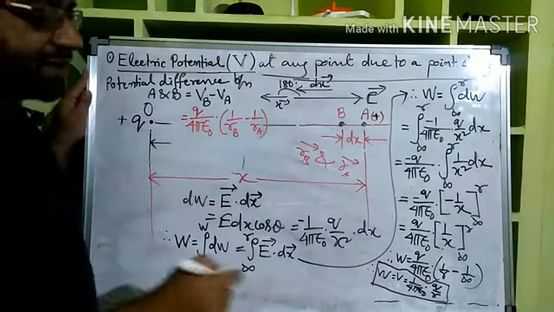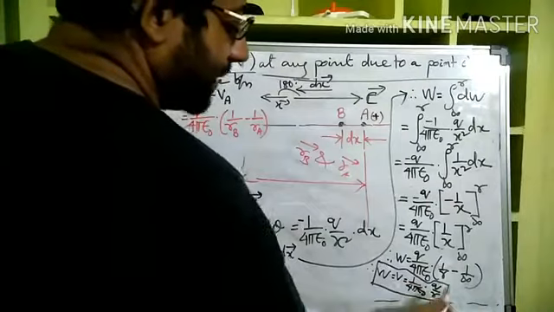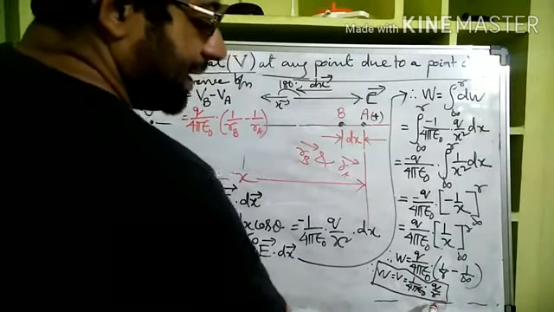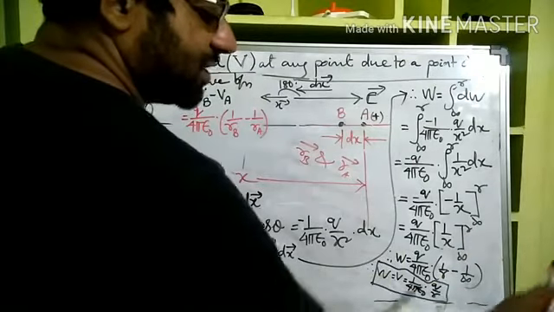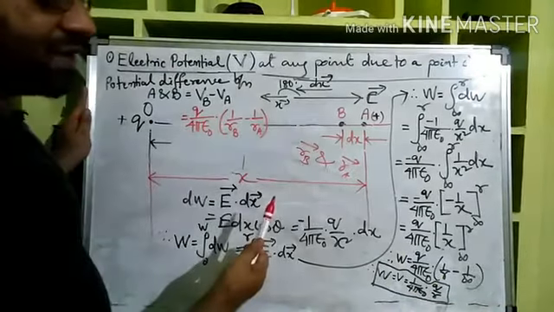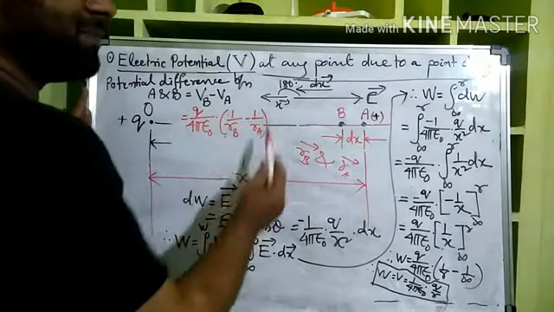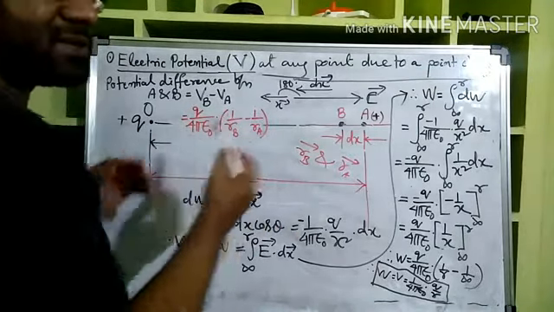So fine, potential is equal to 1 by 4 pi epsilon naught q by r, and potential difference is 1 by 4 pi epsilon naught q by r1 minus 1 by 4 pi epsilon naught q by r2. So if you take out 1 by 4 pi epsilon naught q, you get 1 by r1 minus 1 by r2, or 1 by rb minus 1 by ra, whichever is bigger minus smaller.